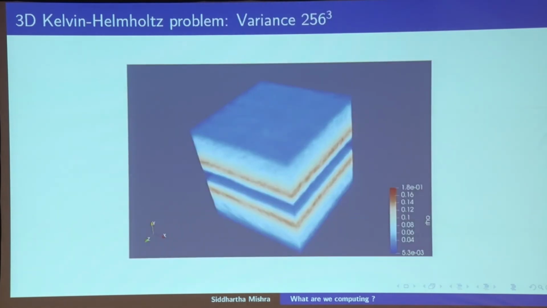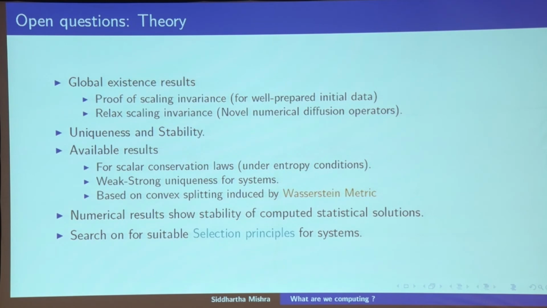So, in summary, I still have a few things to say. Statistical solutions, you can understand them and you can compute them, and this is what the talk has been about so far. However, there are many, many open questions. From a theoretical perspective, the key questions are, remember that I had the scaling assumption. To have a complete theory, I need to either relax it or prove it. So far, it seems that relaxing it by using some new numerical diffusion operators seems to be more promising.